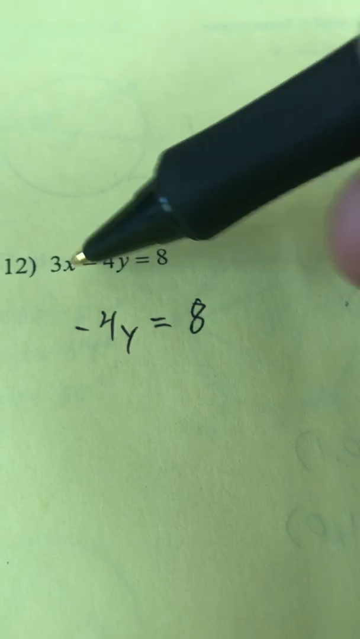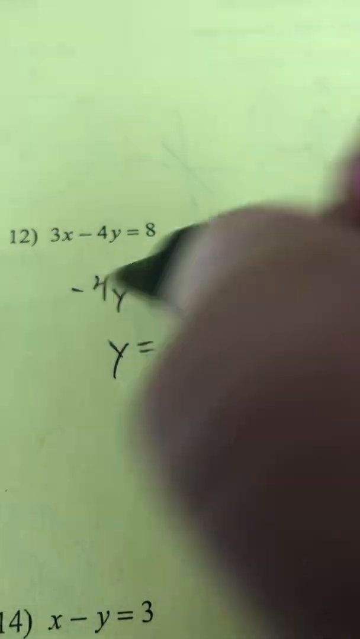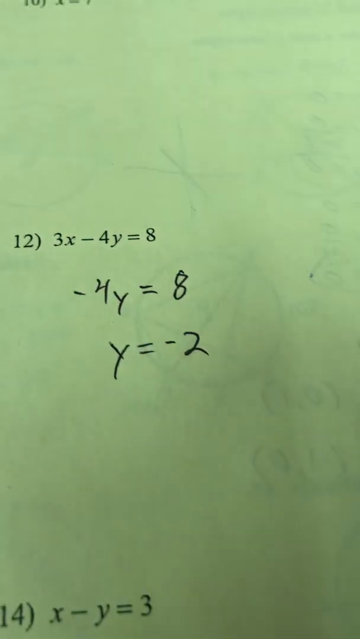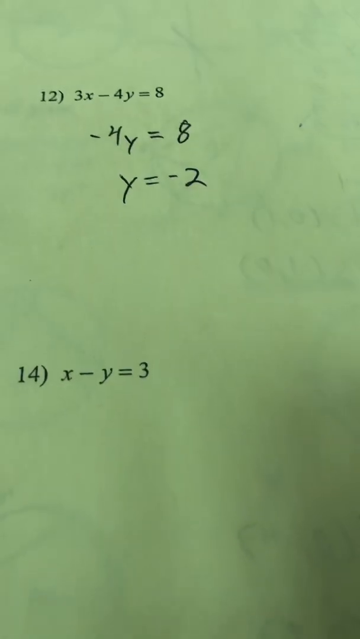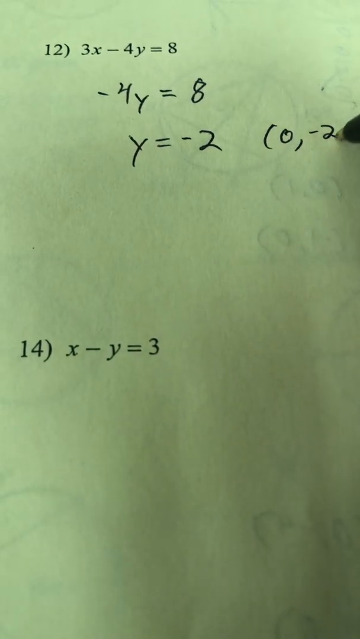So let me do a couple that are a little bit better. Like this one, if x is 0, I have -4y equals 8. See, x is 0. 3 times 0 would just be 0, so that's why I'm just left with this. That's why it ends up looking like this, in case you were wondering. 8 divided by -4 is -2. So that means when x is 0, y is negative 2.